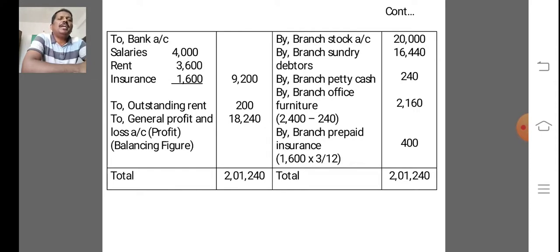And branch prepaid insurance is given in the problem, so up to 3 months is extra. 1,600 into 3 by 12 is equal to 400 rupees extra prepaid, which will be adjusted. And credit and debit the closing liabilities like outstanding rent only 200, and the credit side total is 2,01,240, and the debit side difference is 18,240, treated as the balancing figure. That balancing figure is called the general profit and loss account.